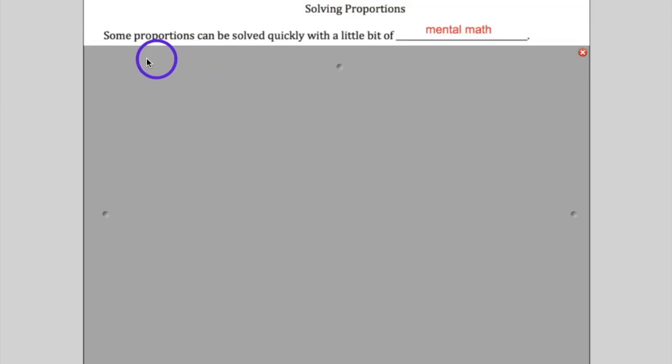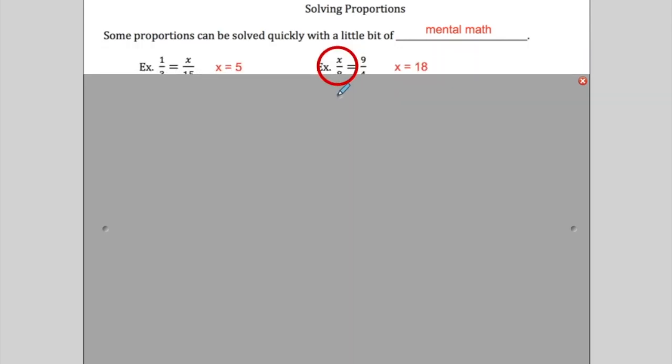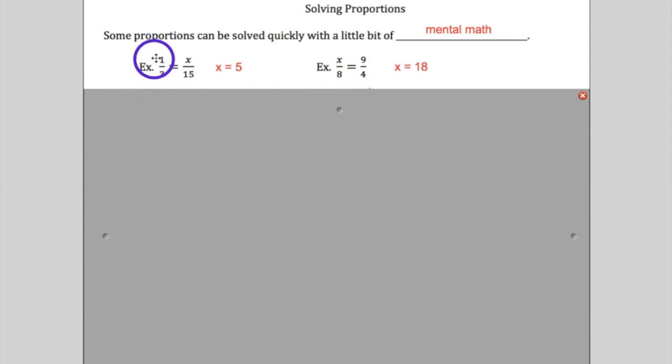Solving proportions. Some proportions can be solved quickly with a little bit of mental math. So as you can see here, 1/3 equals x over 15. How could we solve this proportion? A proportion is an equation where we have two ratios set equal to each other. So what does x need to be so that this fraction will reduce to 1/3? And that value must be 5.